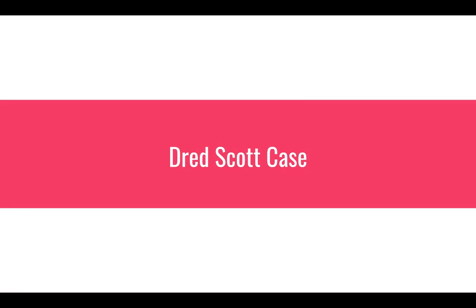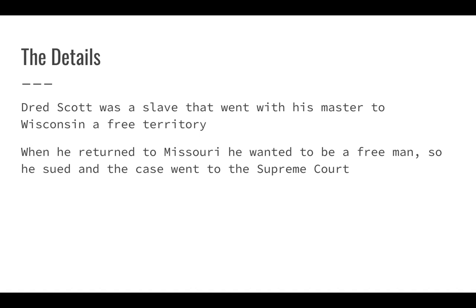The next important cause of the Civil War is the case against Dred Scott. Dred Scott was a slave that went with his master to Wisconsin Territory. And at the time when he moved from Missouri to Wisconsin, slavery was ended in Wisconsin. It was a northern state that abolished slavery.